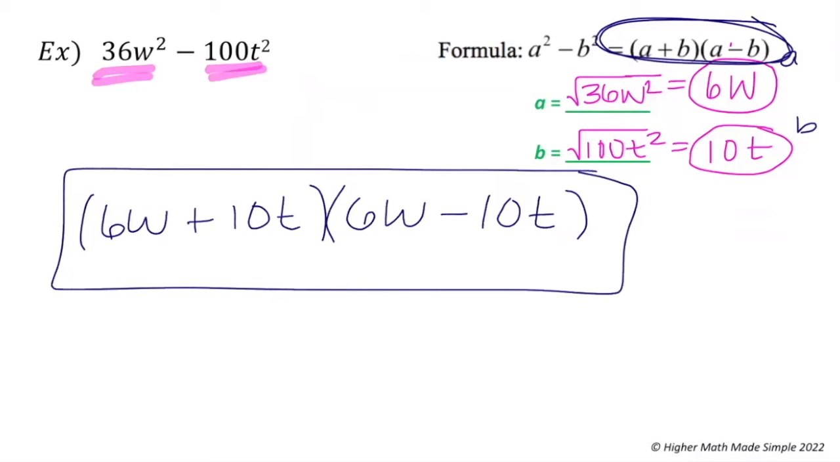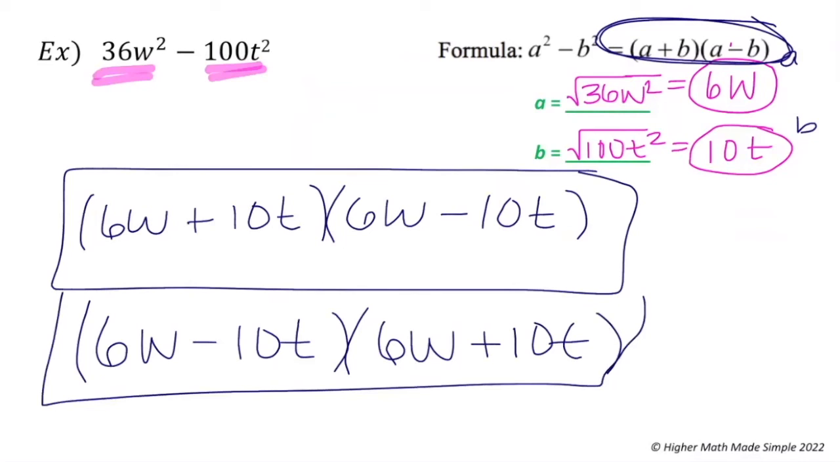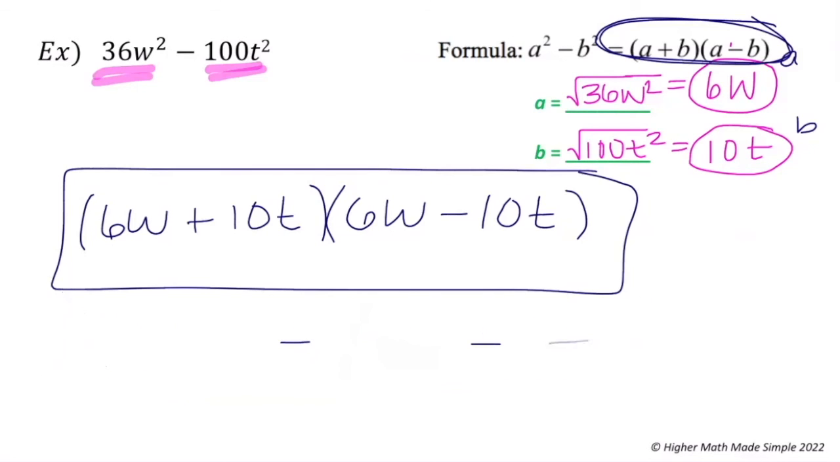So I did say that you can switch around the parentheses. You can write the second expression first and then the first expression. So these two are fine, because of the commutative property, we can switch those around. The only thing that you can't switch around are the B and the A. So if instead you did this, 10t plus 6w, that's fine because addition is also commutative.